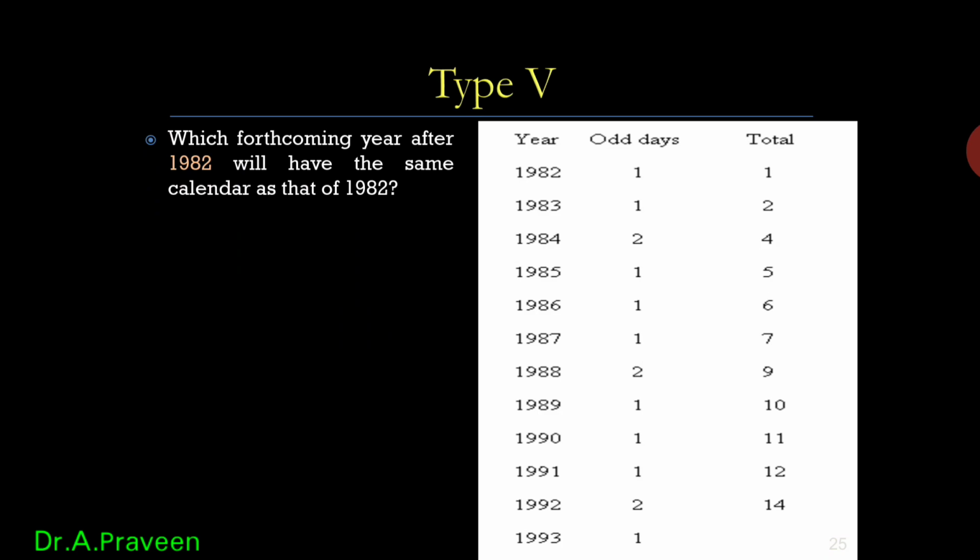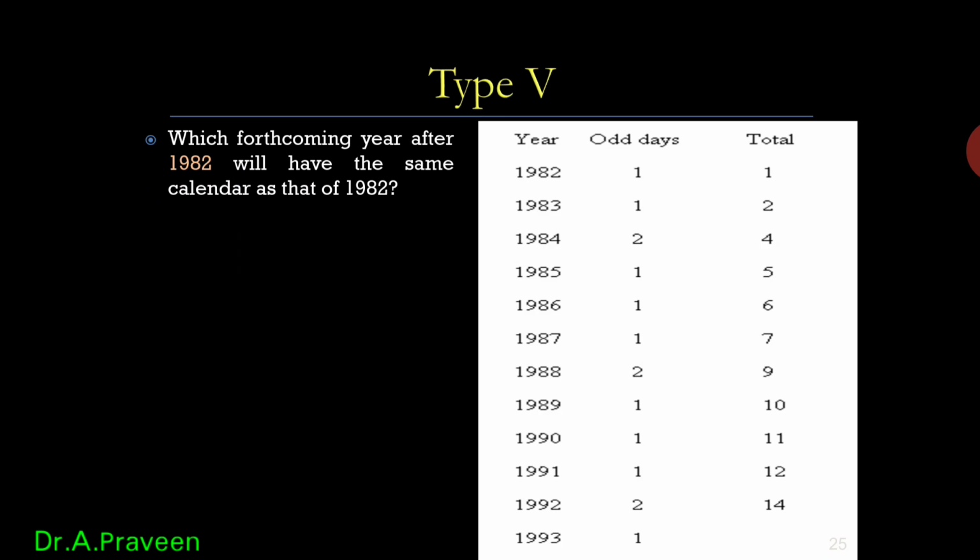1985 is not a leap year. The number of odd days is 1. The total will be 4 plus 1 equals 5. Next year is 1986, again which is not a leap year. The number of odd days is 1, and the total number of odd days will be 5 plus 1 equals 6. Next we move to the next year, 1987, again which is not a leap year. Number of odd days is 1, so 6 plus 1, 7. Now the total number of odd days is 7.